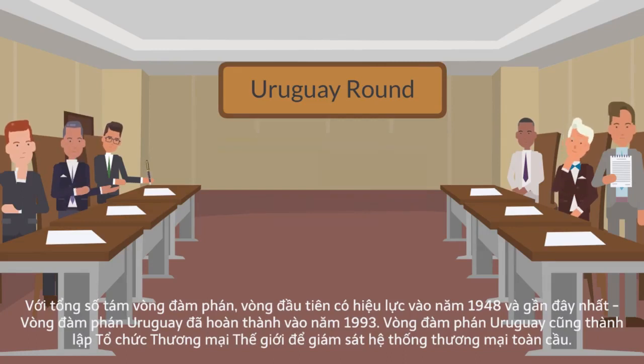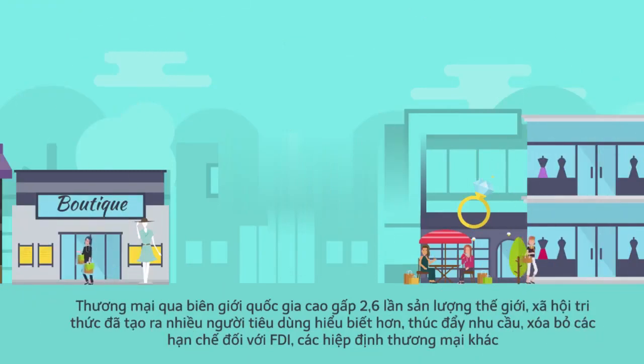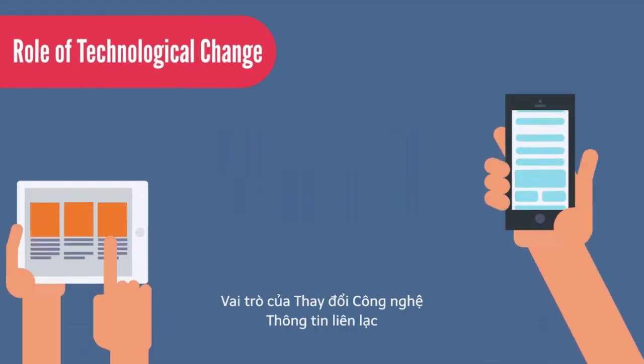The Uruguay Round also established the World Trade Organization to oversee the global trading system and trade agreements. The value of world trade in merchandise goods has grown consistently faster than the growth rate of the world economy since 1950. Trade across country borders is 2.6 times higher than world production. The knowledge society has produced more informed consumers, driving demand, removal of restrictions on foreign direct investment, as well as more trade agreements.